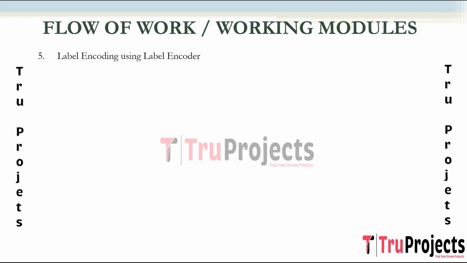The next step is label encoding using label encoder. Categorical variables in the dataset are encoded into numerical representations using label encoder. This step is crucial as many machine learning algorithms require numerical inputs.